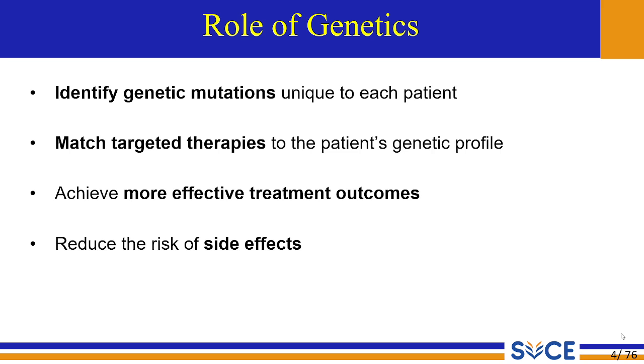Fourth point is reduce side effects. And here's another big win, fewer side effects. When treatment is precisely targeted, we avoid the trial and error of standard medicine, reducing unnecessary reactions. So, this role of genetics is all about making medicine smarter and more personal, finding the error, fixing it with the perfect tool, and keeping patients safer and healthier in the process.